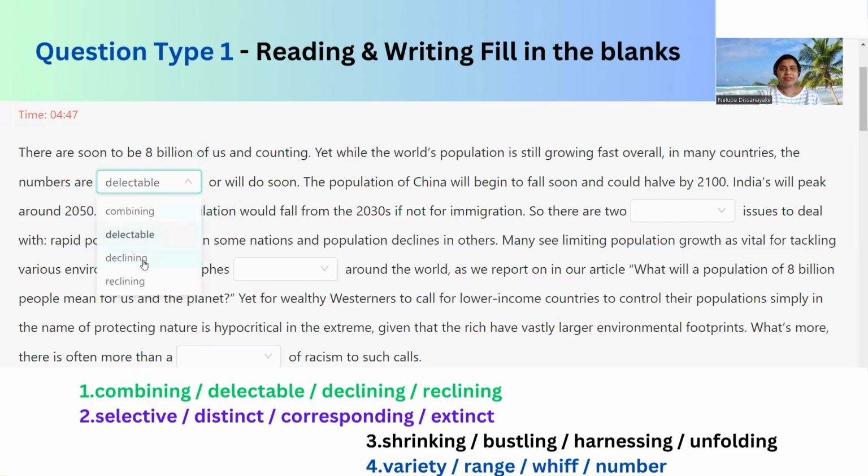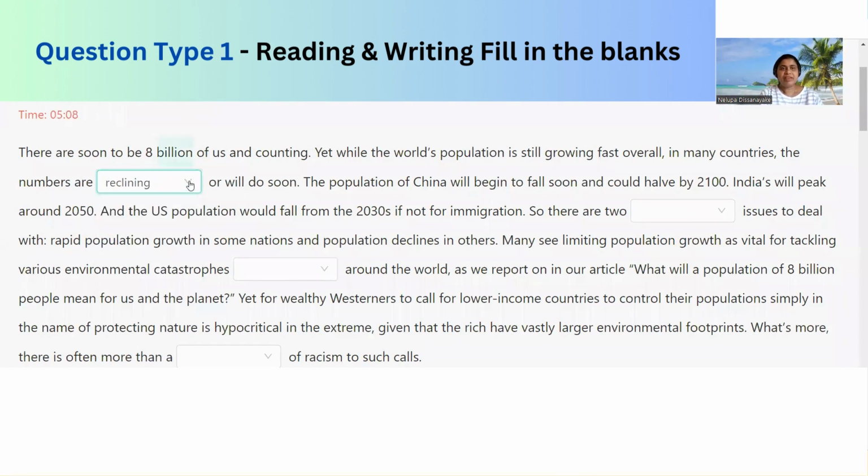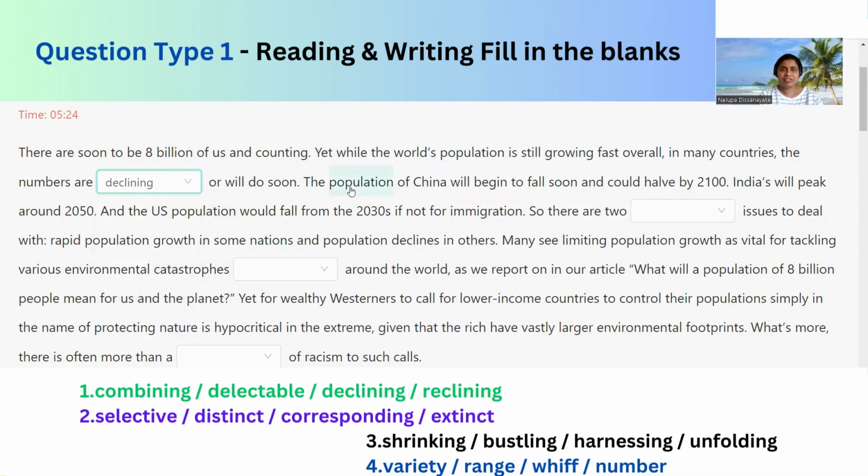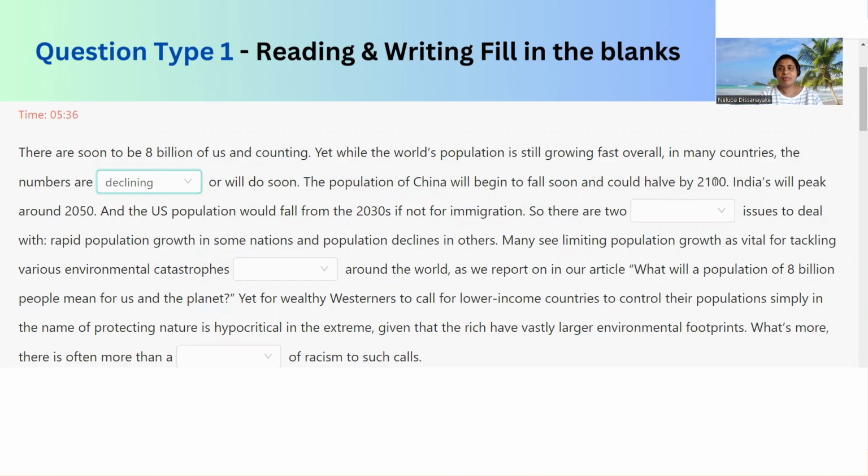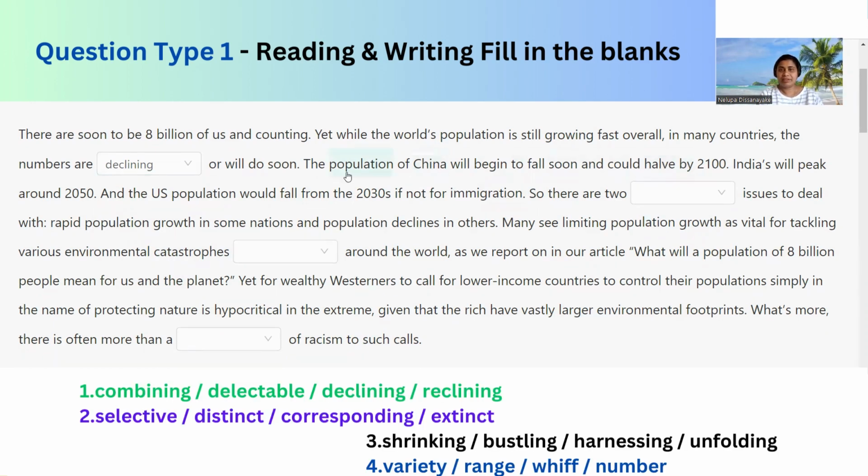So next answer is declining, and then the next answer is reclining. Reclining is to lie down in a relaxed position. So reclining also doesn't go in here. Based on the elimination strategy, the best suited answer is declining. Let's see what is mentioned in the next sentence. The population of China will begin to fall soon and could fall by 2100. When it comes to the population in China, it could be half in this particular year. So now what it is basically saying is some kind of a reduction.